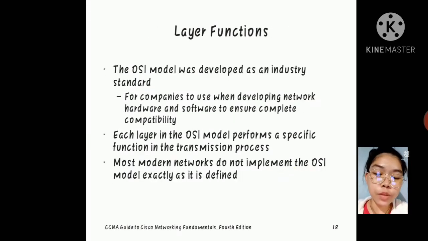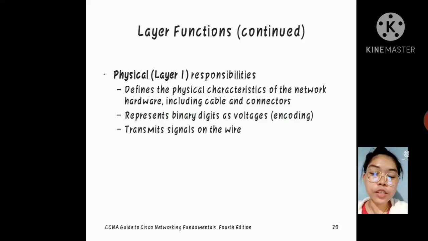The OSI model was developed as an industry standard for companies to use when developing network hardware and software to ensure complete compatibility. Each layer in the OSI model performs a specific function of the transmission process. Most modern networks do not implement the OSI model exactly as it is defined. So there are 7 layers of OSI. First is the physical layer.